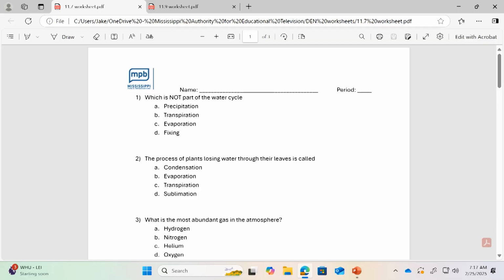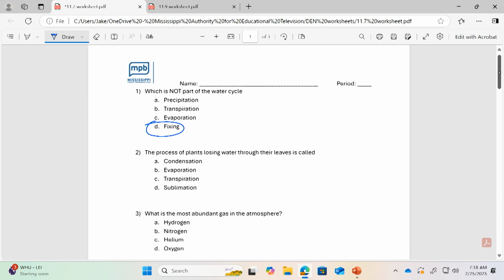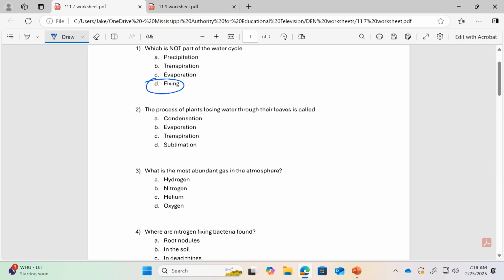Number 1 here says, which is not part of the water cycle? Okay, so all of these are part of the water cycle except for one, and what I need us to know is that is fixing. Let's go with fixing for this. Remember that fixing is part of the nitrogen cycle. When we've got to fix nitrogen and make it more usable for living animals and living organisms, we have to fix it first.